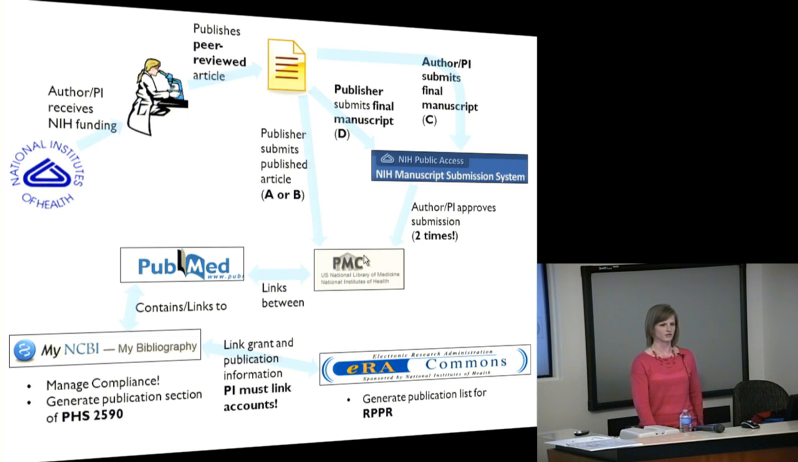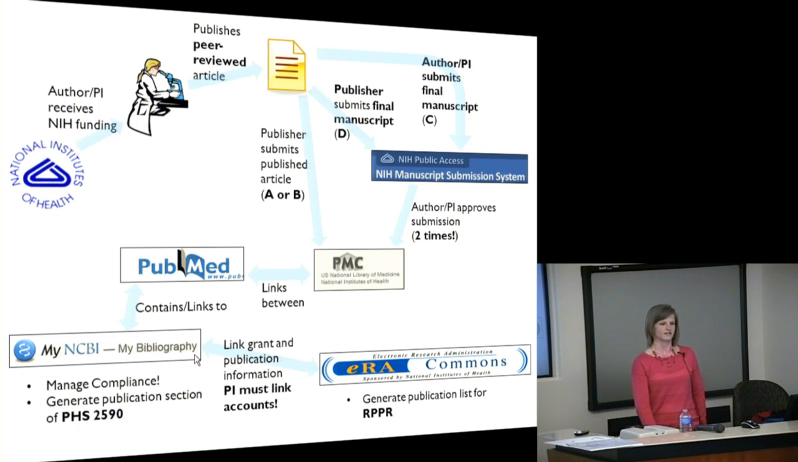Everything that's in PubMed Central will be added to PubMed if it wasn't already in there, and then they link back and forth. We saw that on the image that I showed you. And within PubMed, you can create your My NCBI account and then pull articles that are in PubMed to put them into your bibliography and create your list of publications.